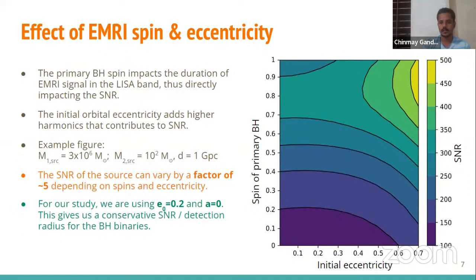Here is a short image of how SNRs are varying with spin and eccentricity. We see that there is a total factor of about 5 from the lowest spin and lowest eccentricity to the highest spin and highest eccentricity. So to have a conservative SNR estimation, we are using zero spin and low eccentricity.